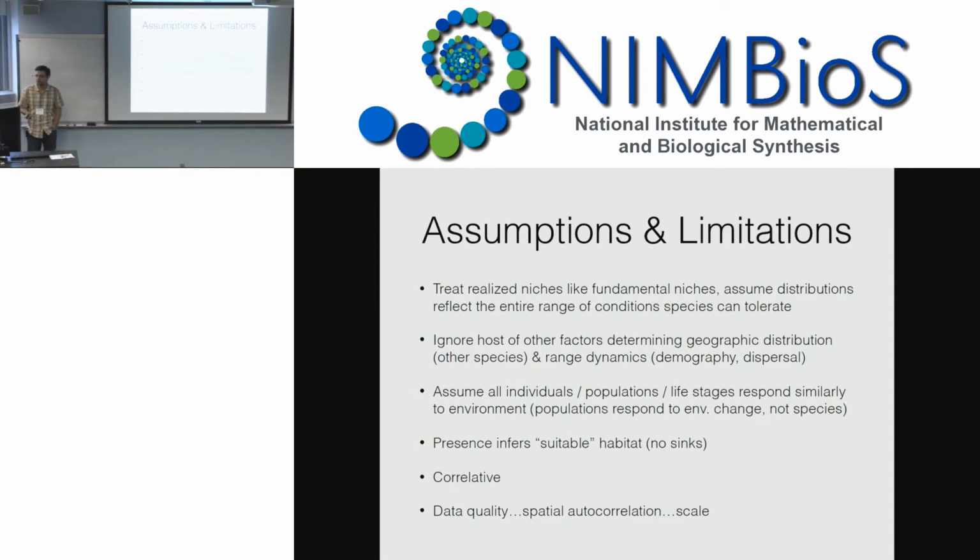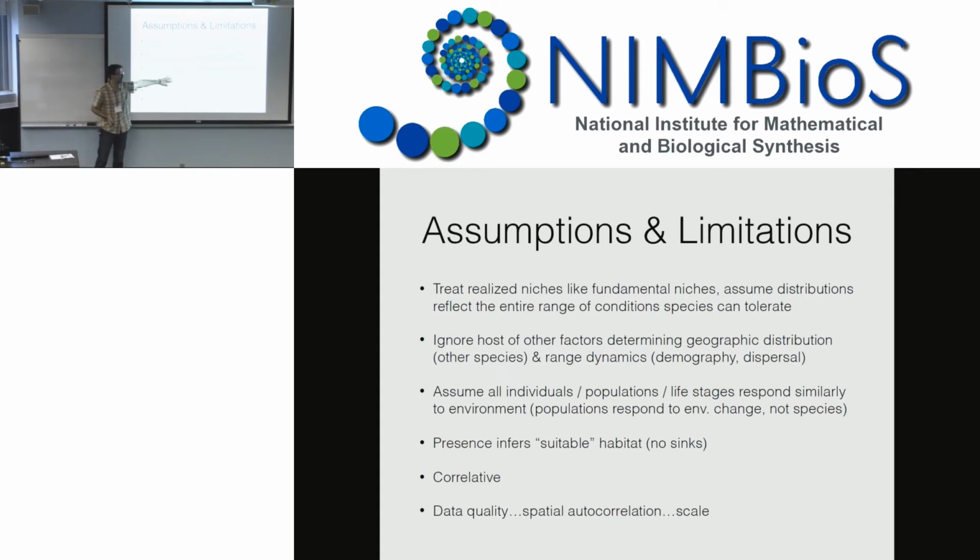They assume distributions reflect the entire range of conditions the species can tolerate. They ignore the host of other factors determining range limits, especially other species, and they ignore range dynamics like demography and dispersal. They assume that all individuals or populations or life stages respond in a similar fashion to the environment. So you could think of the regeneration niche for trees as very different from the climate that adult trees can tolerate and reproduce in, that kind of thing.